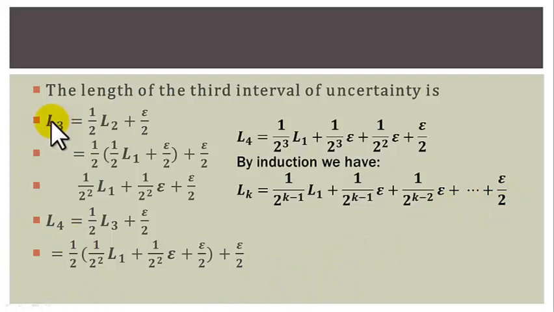For L3, we have the coefficient of L1 to be 1 all over 2 to the power 2. That's the power here is 1 less than this 3. For L4, the power here is 1 less than this. The power here is 1 less than this. Then from here down, the power is in a decreasing order. So in general, for Lk, the power of L1 will be 1 less than this, which is k minus 1. And the power of epsilon here is k minus 1. Then the next power will be k minus 2. The next will be k minus 3 until we get to the power 1.